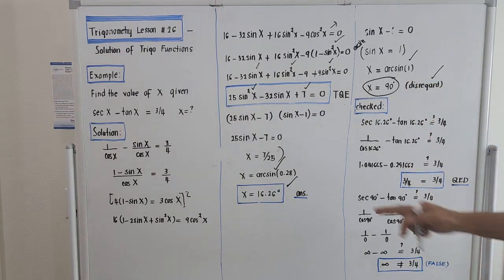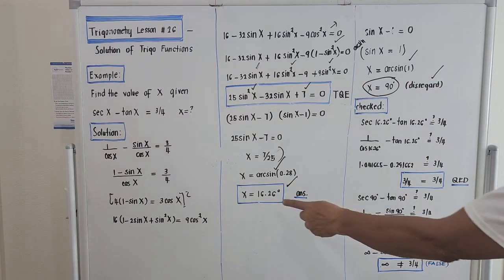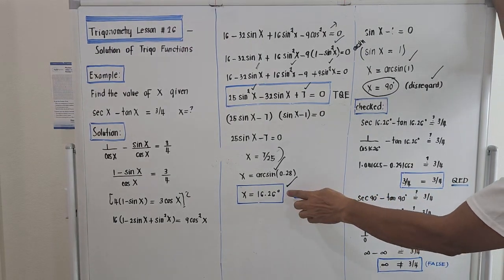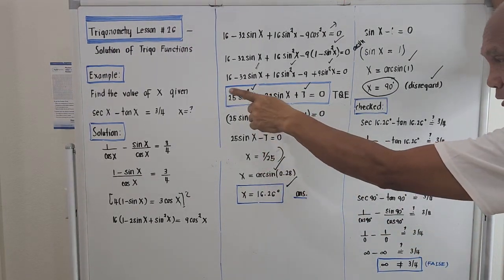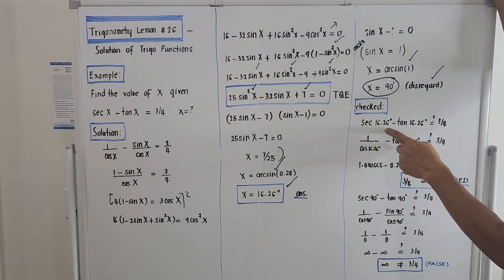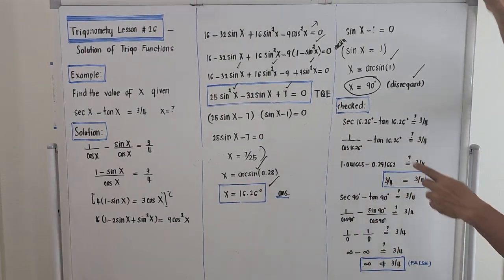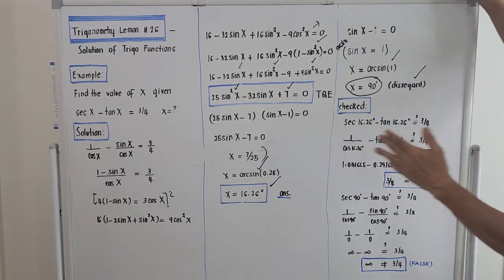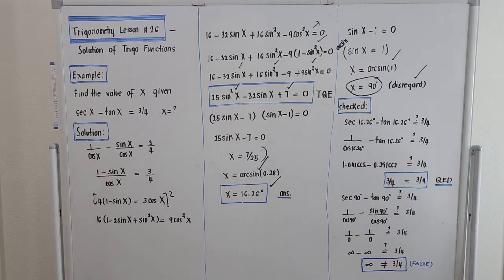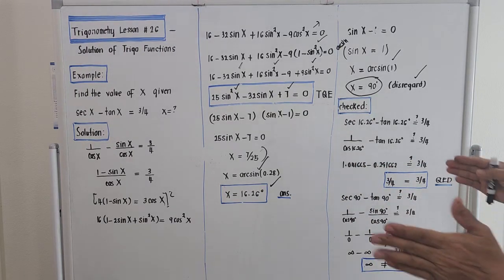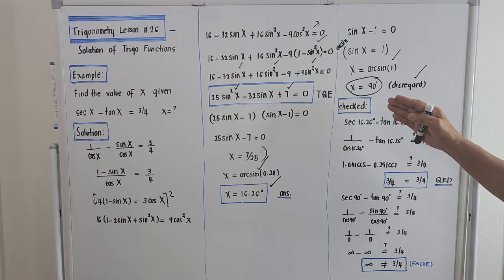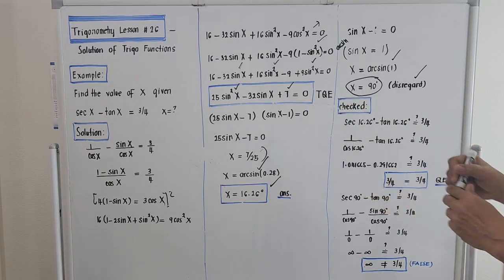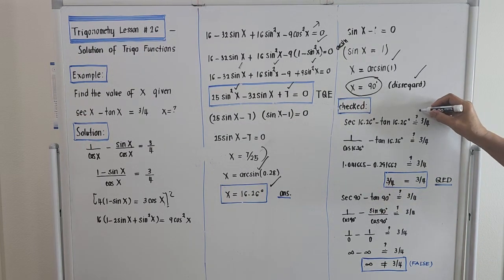Okay, let's check the first one. When x is equal to 16.26, we substitute 16.26 degrees into the original trigo function. Secant of 16.26 minus tangent of 16.26, is it equal to 3/4? It seems we are now proving identities, right? We are proving that the left-hand side should be equal to the right-hand side, so there is a question mark over here.